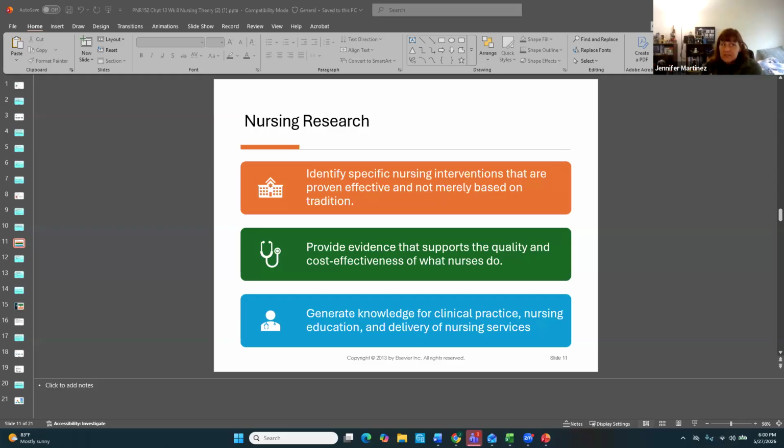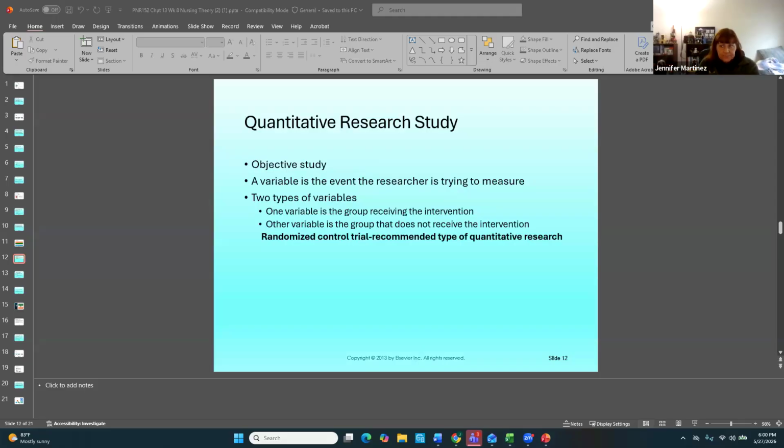It also provides evidence to support the quality and the cost effectiveness of what nurses do. And it generates knowledge for clinical practice, nursing education, as well as the delivery of nursing services. And nurses at all levels, LPN, RN, BSN, MSN, doctorate, everyone is encouraged to participate and promote nursing research in varying degrees. There are two main types of research studies that are done in nursing. We have quantitative and qualitative.